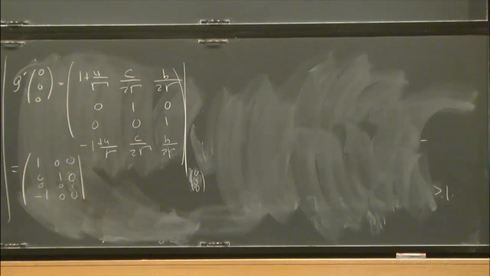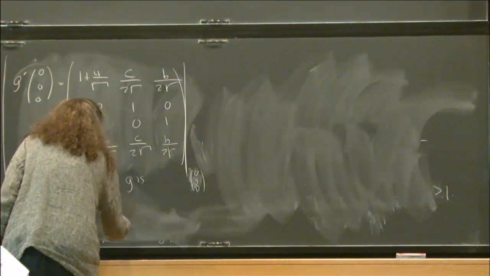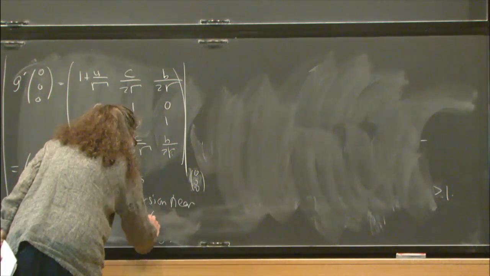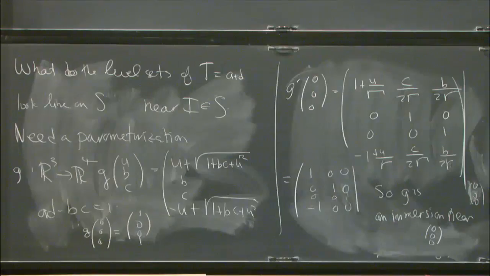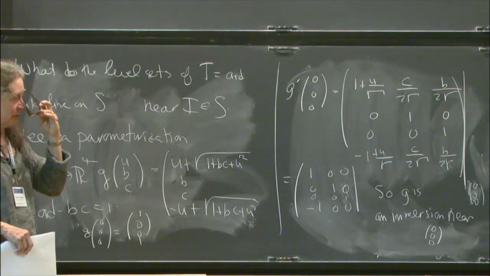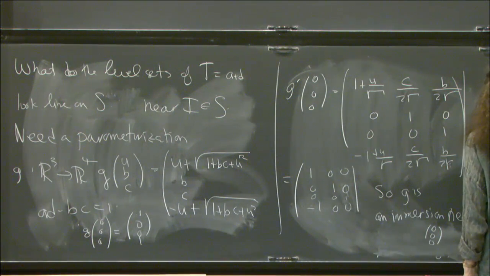And in fact, it does have rank 3. And why is that good? This shows that this is an immersion. So G is an immersion at least near the point 0, 0, 0. And that says that it gives us good local coordinates, so we can use U, B, and C as local coordinates on our manifold.